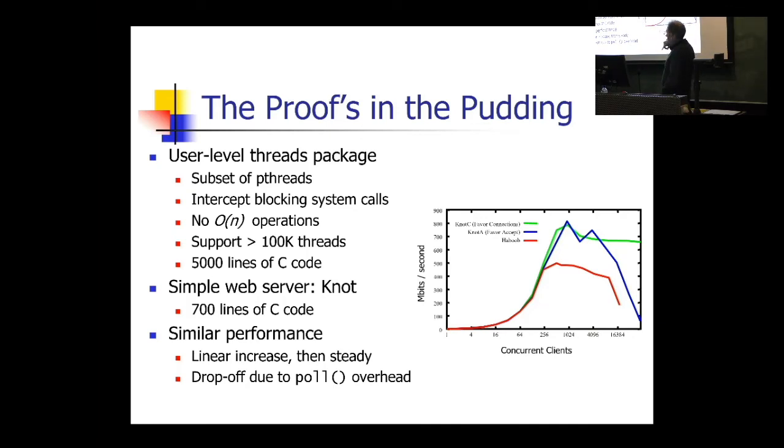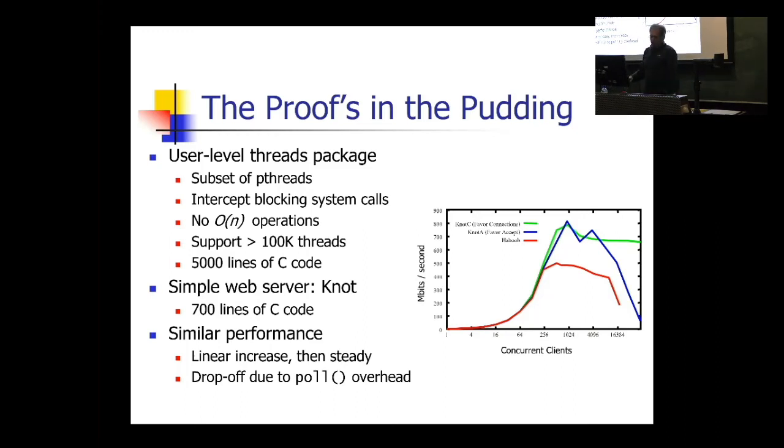There was no O(n) operation, so independent of the workload of concurrent clients, the scheduling algorithm in the user-level threads library was O(1). They support over 100,000 threads. So the idea here would be 100,000 concurrent requests. Each thread processes its own request independently. Fork off a new thread for every new incoming request. That's the word I'm looking for.